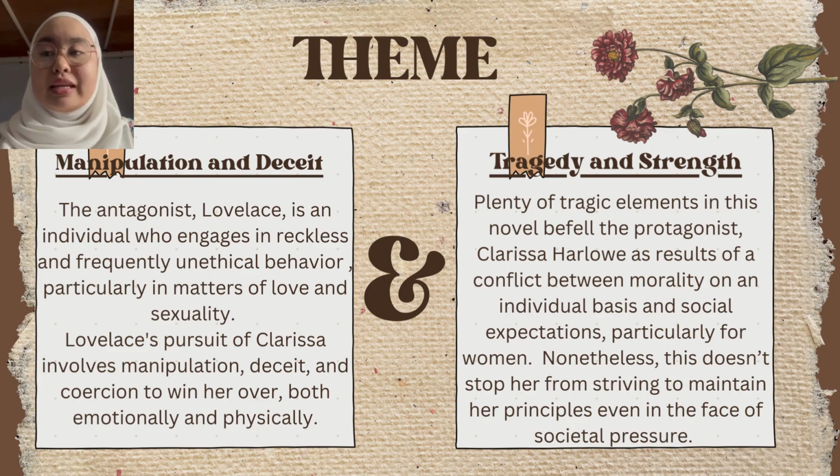For our fourth and last theme, we have tragedy and strength, which involves our protagonist, who is, class? Good, Clarissa Harlowe. This is the result of conflict between individual morality and social expectations, particularly for women. So, class, can you give me one example of a tragedy that befell Clarissa in this novel? Good. When she refused to marry Mr. Solmes, the wealthy but repulsive man, her own family disowned and disinherited her from the family's fortune. But this doesn't stop her from striving to maintain her principles, even in the face of societal pressures.